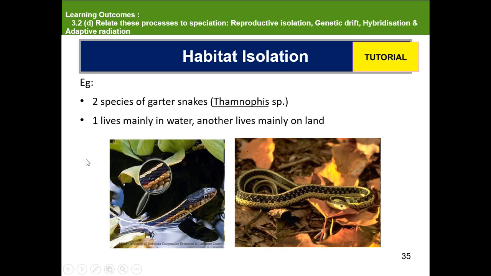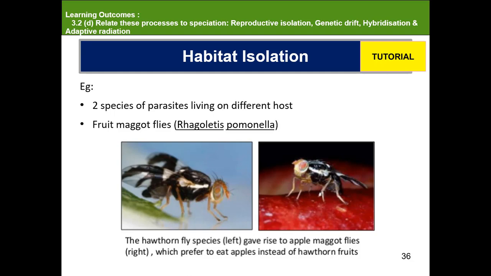Also, two species of garter snakes. One lives mainly in water, another lives mainly on land. So they cannot interbreed. Next example, two species of parasites living on different hosts. So both species cannot interbreed because of different habitat.